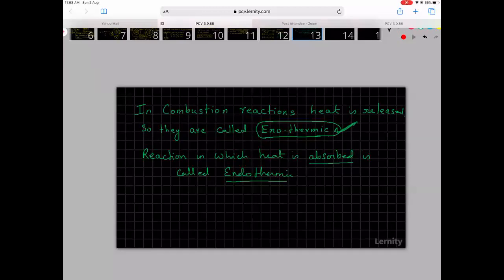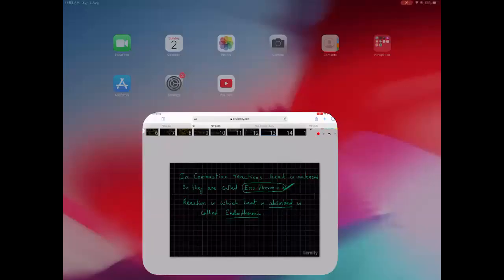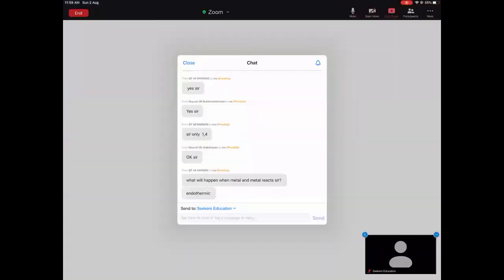Okay. So what will happen? That is what I'm trying to say. A metal will not react with a metal. Good question that you asked at the end. Compounds can only be formed when a metal reacts with a non-metal or a non-metal reacts with a non-metal. A metal will never react with a metal. So we need to understand that.